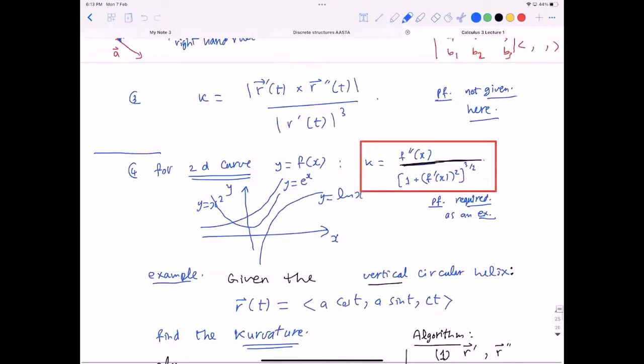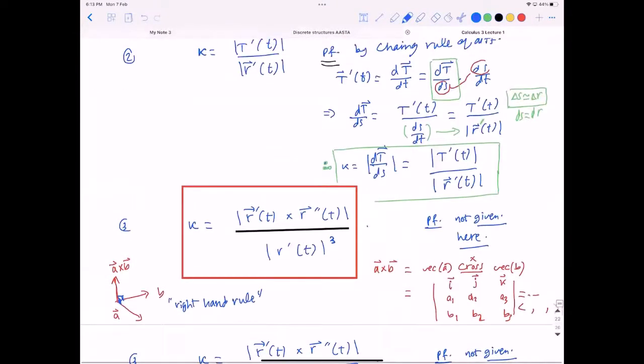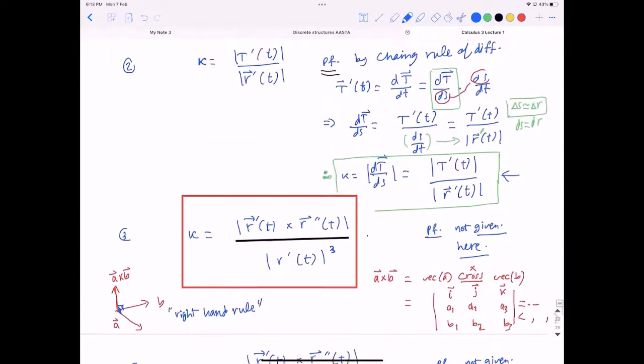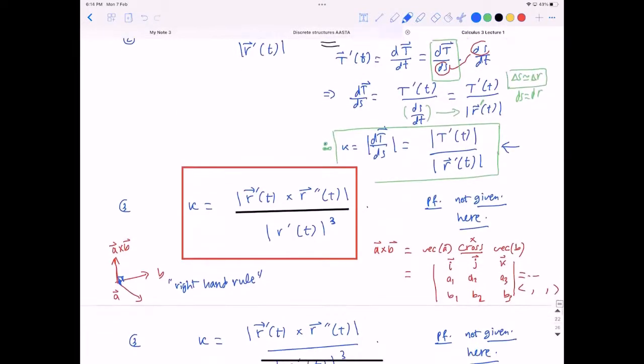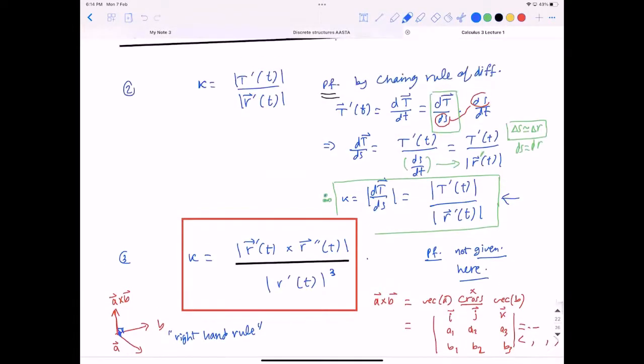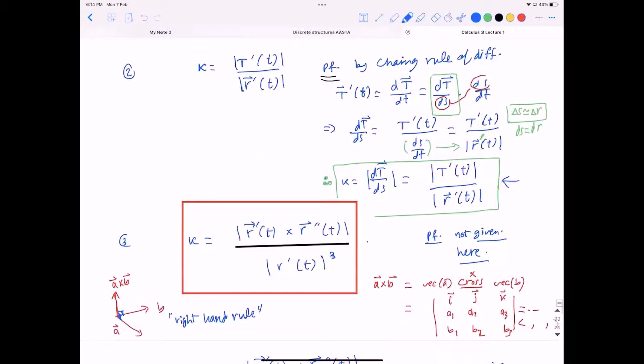I'll go to which one? Magnitude of T dash over magnitude of R dash. T is ABC. We can do it another way. Yes, we can do it another way. The third formula is the easiest. I'll show you, I'll try to show you the use of formula 2 as well.